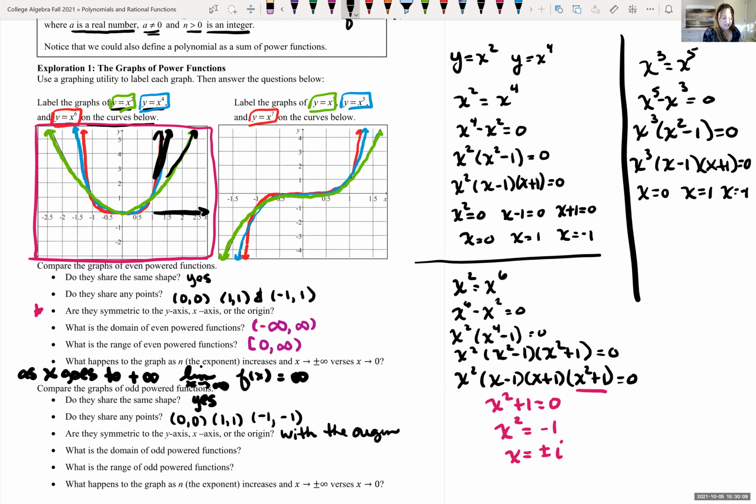And I forgot to answer that piece with even. I put the star in the wrong spot. Are they symmetrical with the y-axis, x-axis, or origin? So notice if we flip the paper across the y-axis, it would be a mirror image. And so this would be yes, the even function is symmetrical to the y-axis.